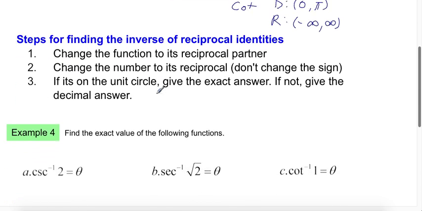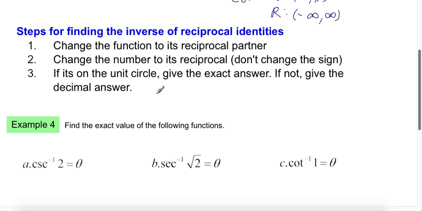But when we actually go to find the inverse of these functions, we have to follow a few steps. So the first thing we need to do is change the function to its reciprocal partner. It's still going to stay the inverse, but we're changing it to its reciprocal partner. So with A, we're changing this cosecant to its reciprocal partner. So the reciprocal of cosecant is sine. It's going to stay the inverse, but now we're going to change the number inside of our trig function to its reciprocal, but we're leaving the sign. So in this case, our sign is positive, so it doesn't matter, but the reciprocal of 2 is 1/2, and that's still equal to theta. So where am I on the unit circle where my y value is 1/2? Well, the sine of pi over 6 equals 1/2, so theta equals pi over 6.